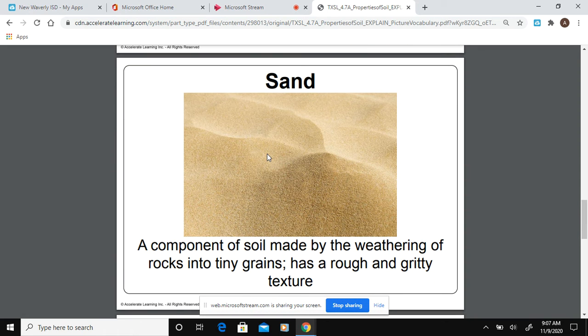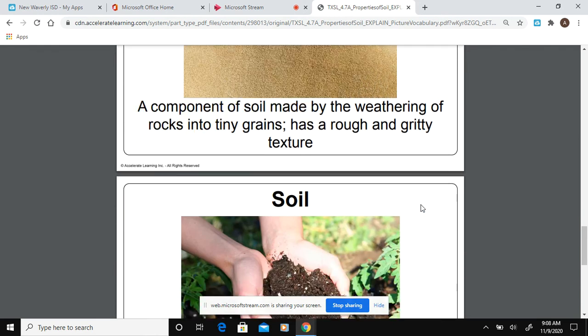Next is sand. Sand is a component of soil made by the weathering of rocks into tiny grains, and it has a rough and gritty texture. So sand is made of very, very tiny little pieces, usually by the weathering of rocks. You can see by the texture it's gritty and rough. So that is sand.